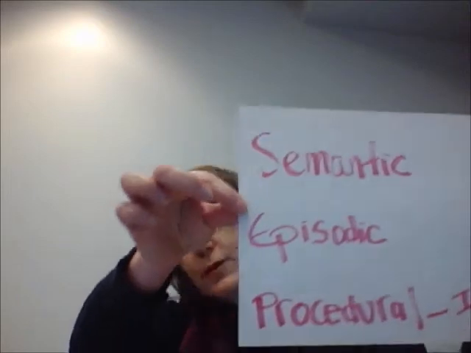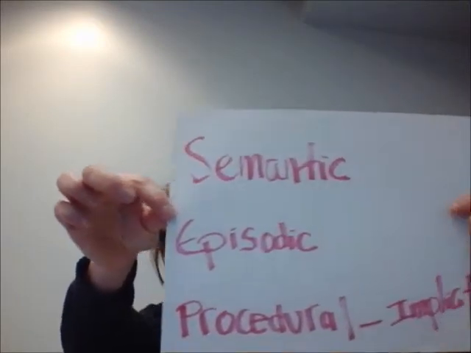And then procedural, as we've talked about already, is a type of implicit information, and it refers to memory for how to do things, like ride a bike. So, semantic, episodic, and procedural.